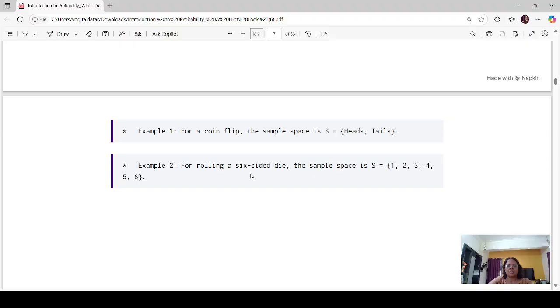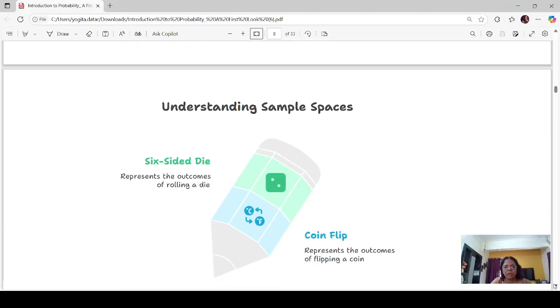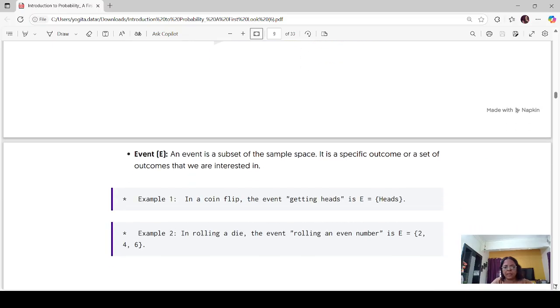The second is a die being rolled, which is a 6-face die. Obviously each face has one number from 1 to 6. When you roll a die, you will get one of these 6 numbers. So the sample space here is 1, 2, 3, 4, 5, 6. You might have observed that the sample space is a set. It is denoted by capital letter S. Now this is the corresponding diagram.